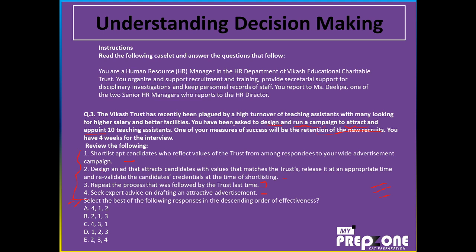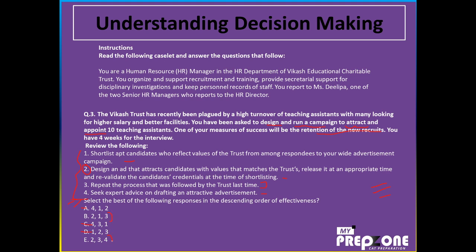Now, the moment you have to design and run a campaign, the very first thing that you will do is to design. So you will design an ad that attracts candidates with values. Absolutely. See, shortlisting comes after you have some people from whom you have to shortlist. So the first can never be the very first option. When you have been asked to design and run a campaign, and then attract and appoint, the first thing is to design. The design thing is being talked about in the second one. So options A, C, and D will be eliminated.